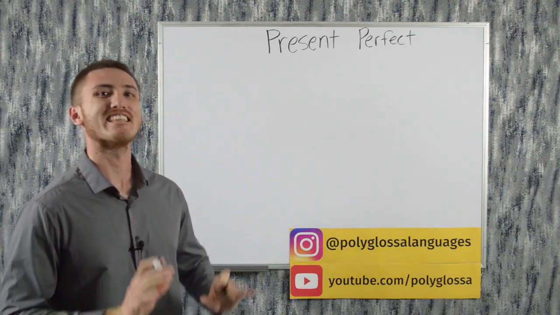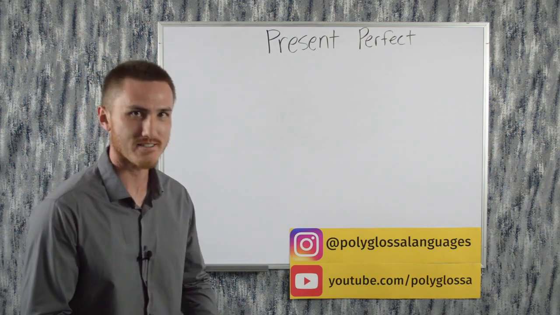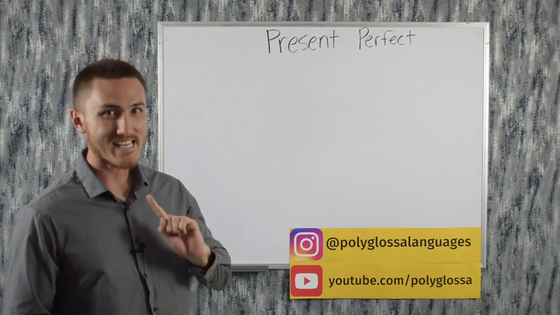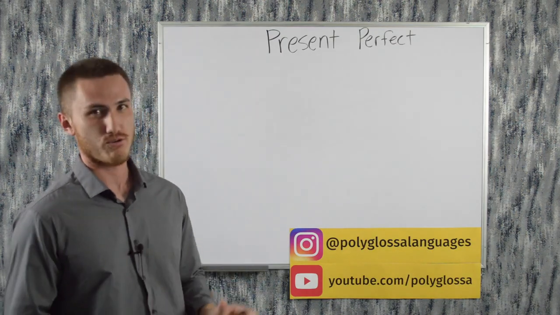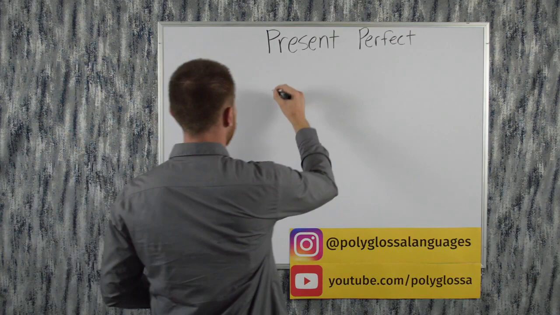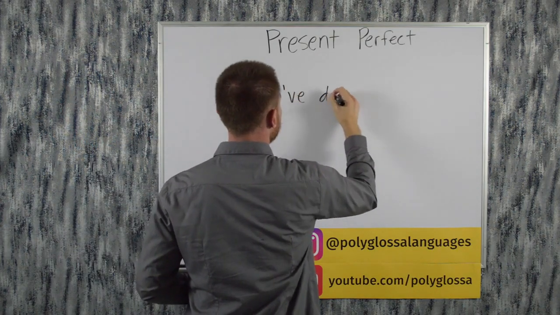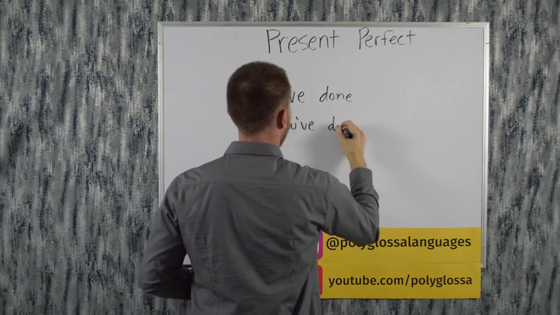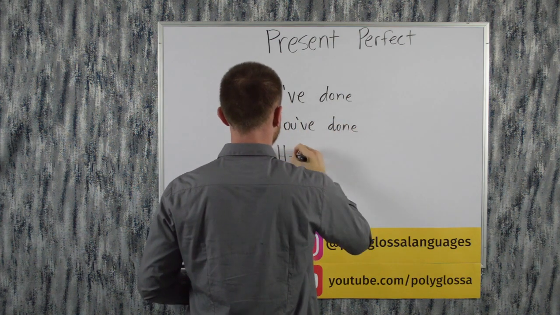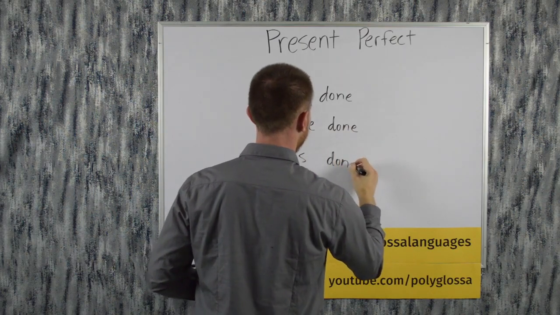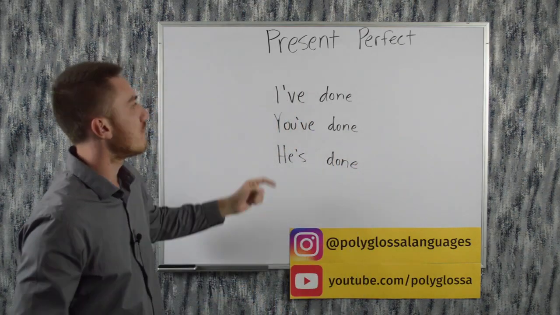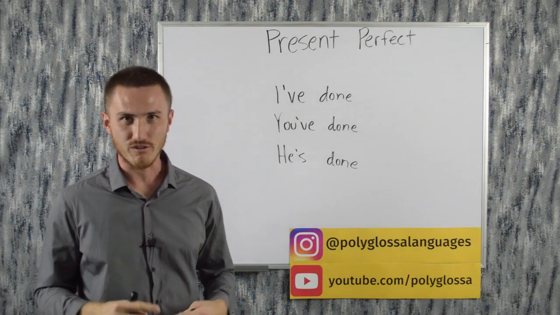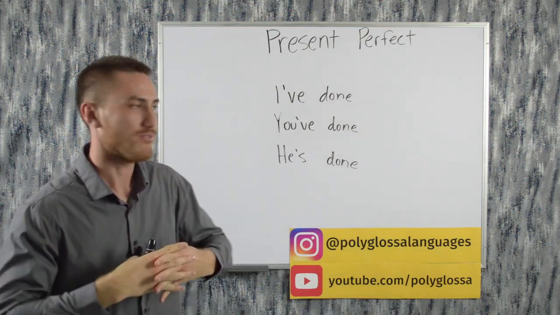Okay, first let's look at the contractions that happen as a result of the present perfect. We native speakers always use these contractions. For example, if I say, I've done, or you've done, or he's done, right? These are examples of contractions. They're the subject and auxiliary verb contracted together, right?